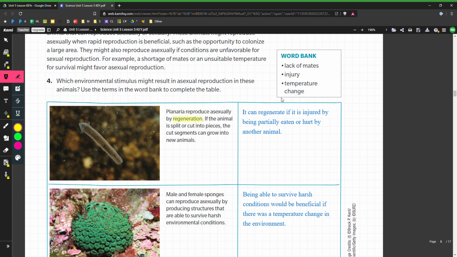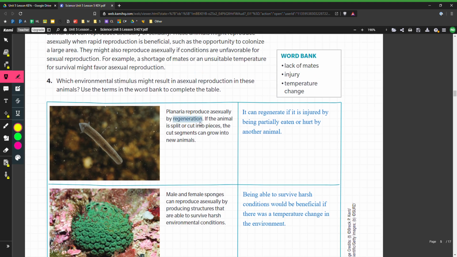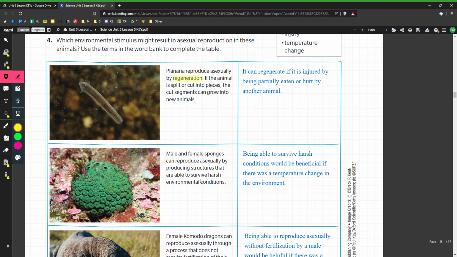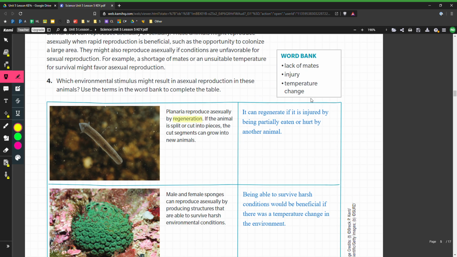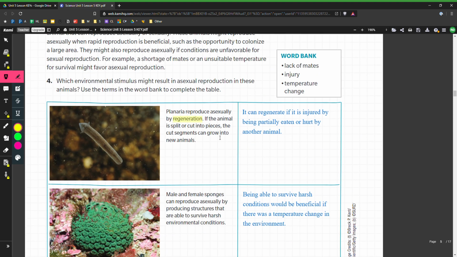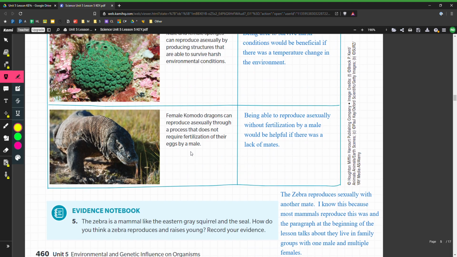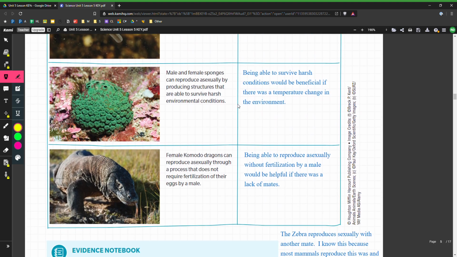So this would be good maybe if there's a lack of mates, because all of these are essentially good for lack of mates since they're producing asexually. So if there were a lack of mates, that would be helpful. But this one additionally has harsh environmental conditions in the ocean, like temperature changes. So offspring could help survive temperature changes. And then these Komodo dragons can reproduce asexually through a process that does not require fertilization of the eggs by a male. So this would be a major lack of mates one. If you can't find a male, then it could produce asexually. But that doesn't really have anything to do with injury or the temperature change or something like that.